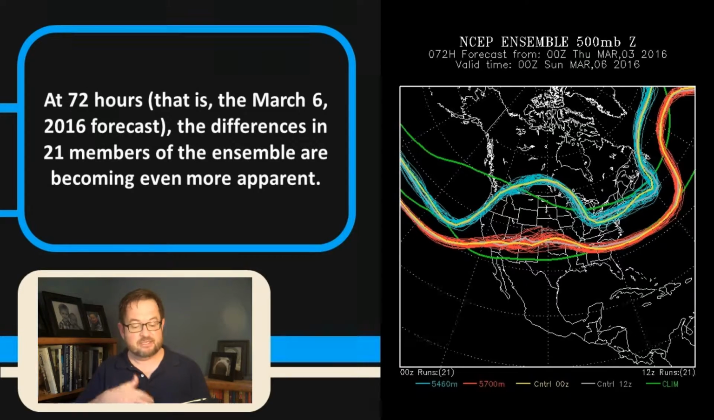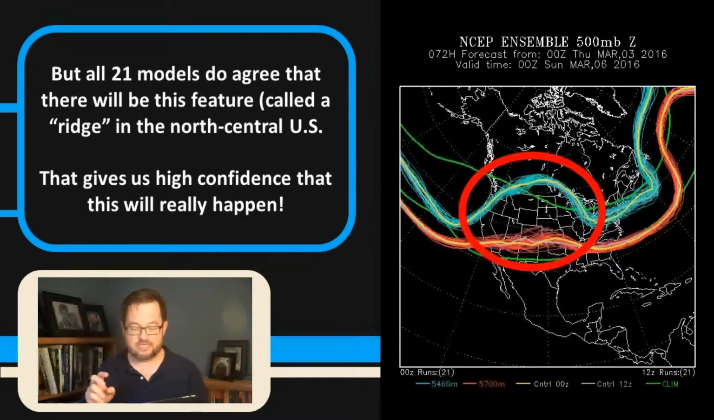Let's play the same game with 72 hours out into the forecast. And as we take a look here, all 21 versions of the model are in agreement in a broad sense. Like inside of that red circle there, they're all in agreement that there's this feature called a ridge. It's kind of that upside down U-shaped thing in the blue contours there. They all are in agreement that there is some kind of ridge forming across the western and central United States.